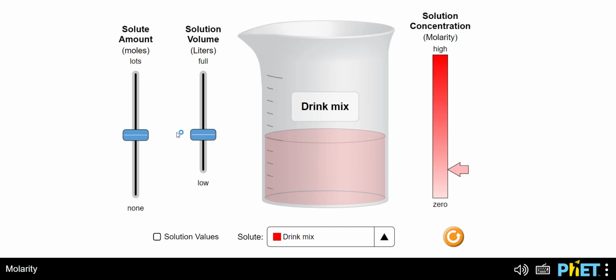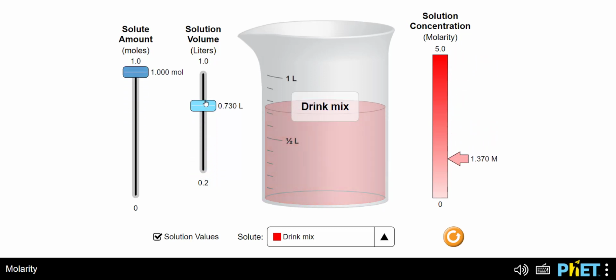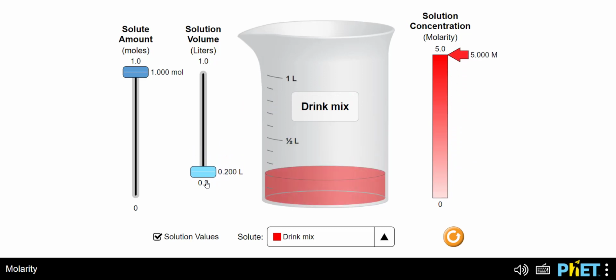So the conditions most likely to give you a saturated solution are a low volume of solution and a high concentration. How do we figure that out? Well, if we look at the solution values, here's the molarity over here. It tells you what the molarity is. If I increase or decrease the amount of solute, you can see that number goes up and down. And if I increase or decrease the volume, the number goes up and down.